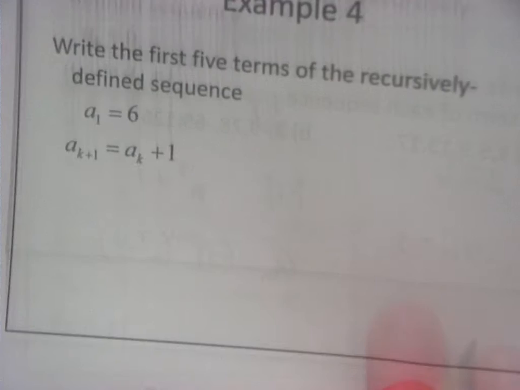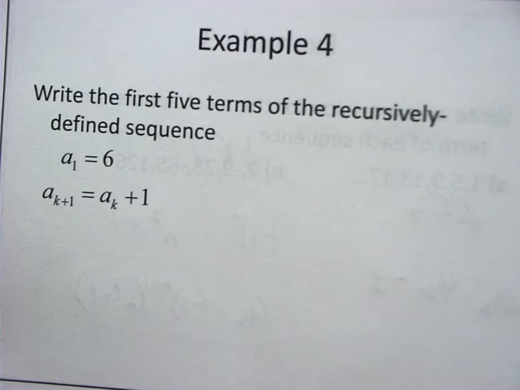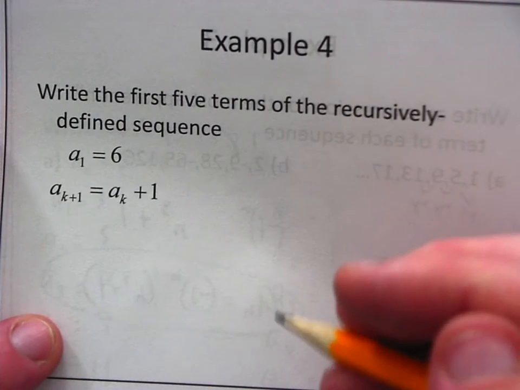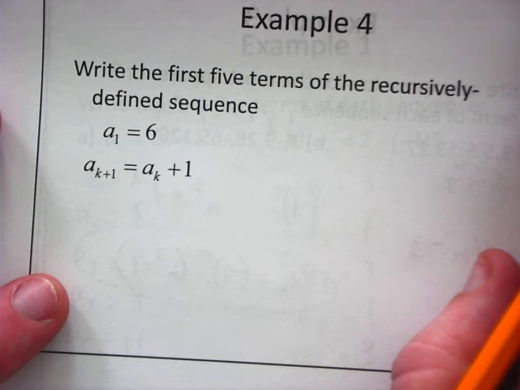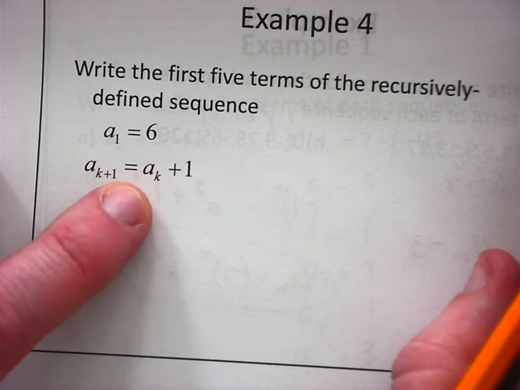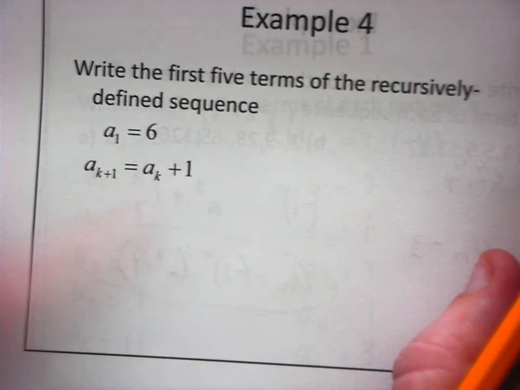But most of them are going to be fairly easy on this again because they're just going to ask you for the first 5, or they may ask you to use it to find the explicit, something along those lines, but we'll get to that more so later. This one's written a little bit differently. They give you a sub 1, then they ask you to find a sub k plus 1 equals a sub k plus 1.